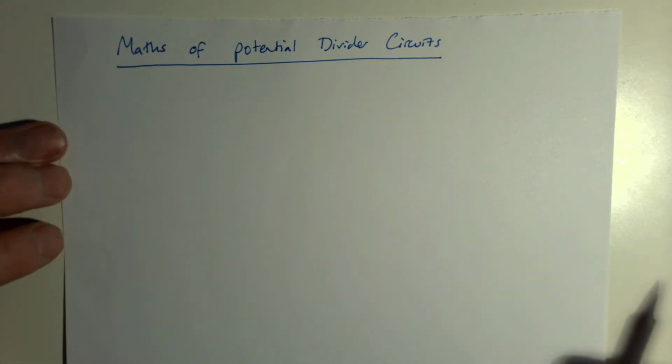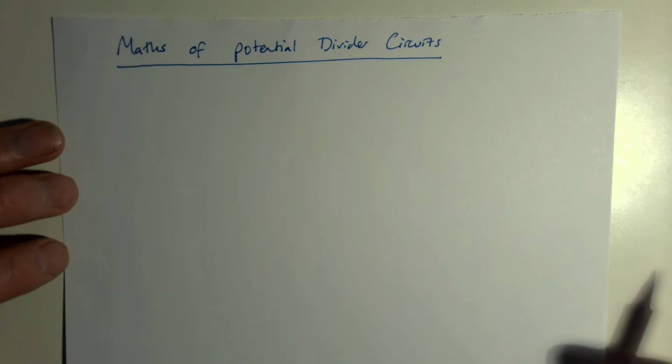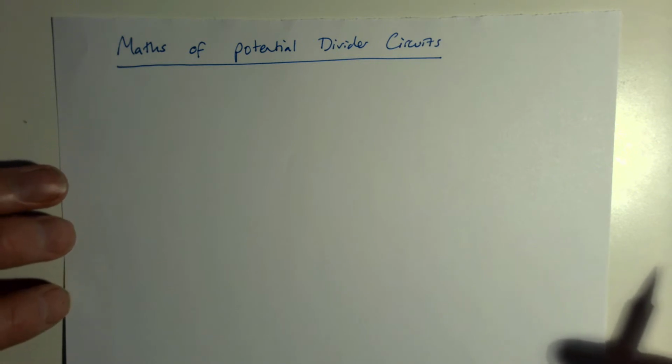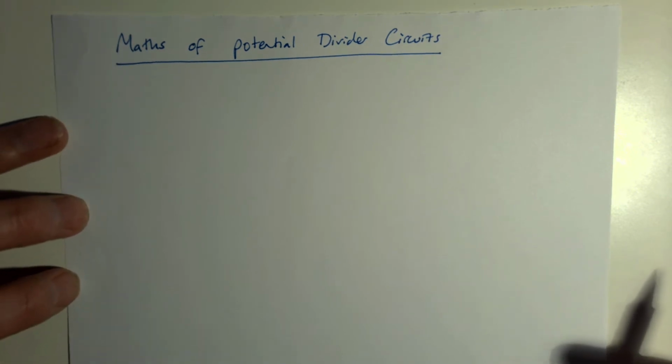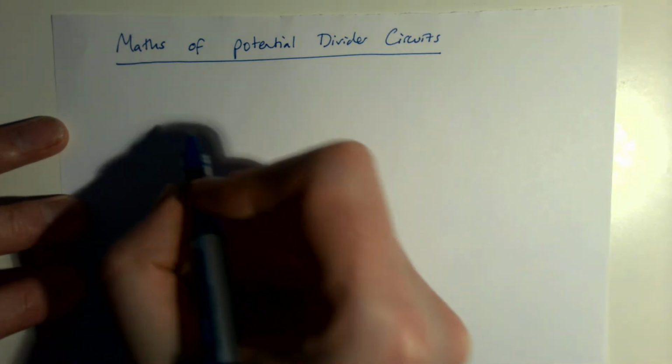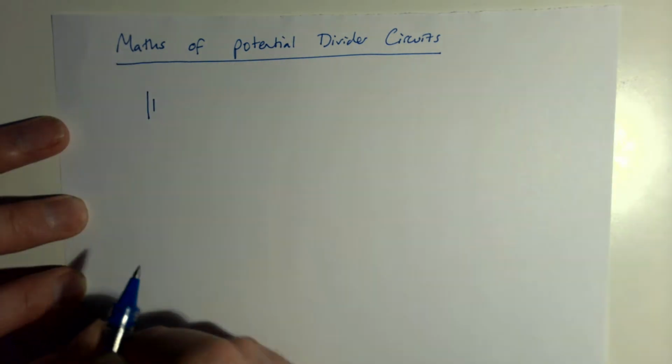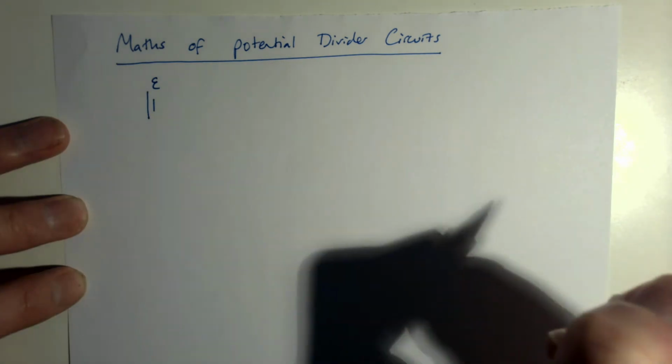Right, year 12. I just want to show you this quick bit of maths for potential divider circuits. So we'll draw a potential divider circuit. There's a battery and the battery provides an EMF.